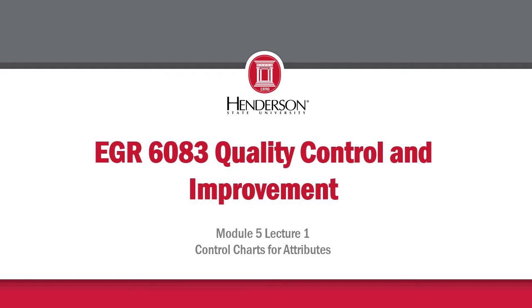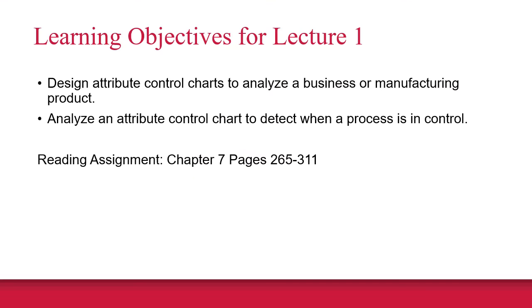Quality Control and Improvement, Module 5, Lecture 1, Control Charts for Attributes. Learning objectives for Lecture 1 are to design attribute control charts to analyze a business or manufacturing product, and analyze an attribute chart to detect when a process is in control. Reading assignment is Chapter 7, pages 265 to 311.